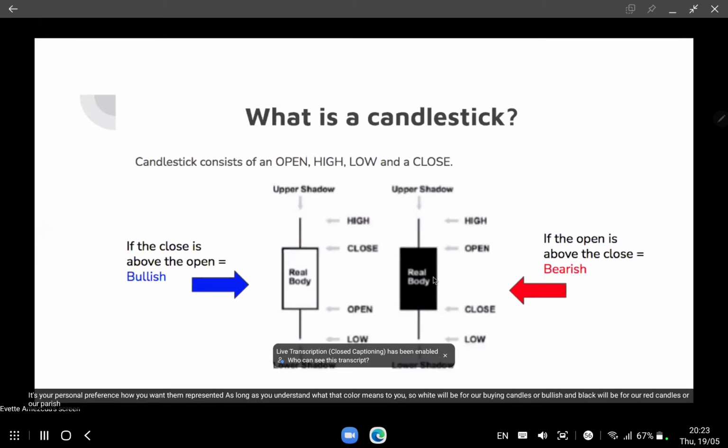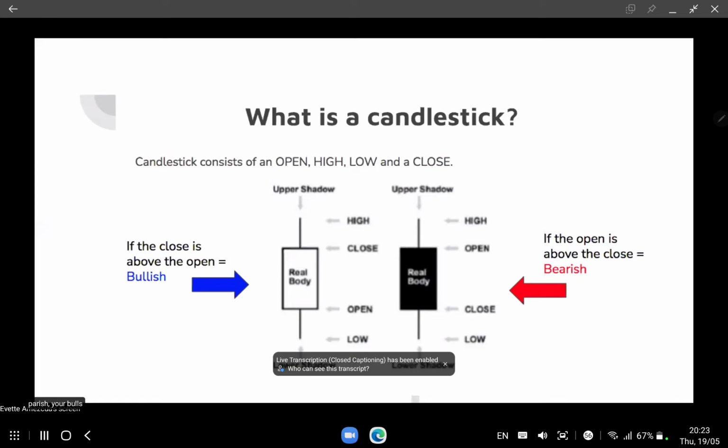Your bulls represent your buyers. If you did not know that, please write it down now. Bulls represent your buyers. Your bears represent your sellers. That means they have control for this particular session, this particular candle. So now let's look at our candle.